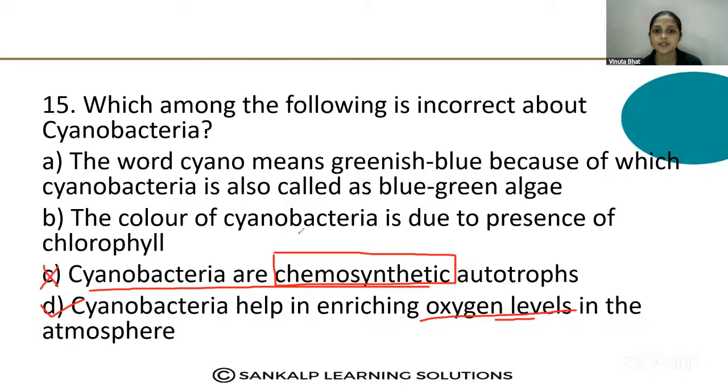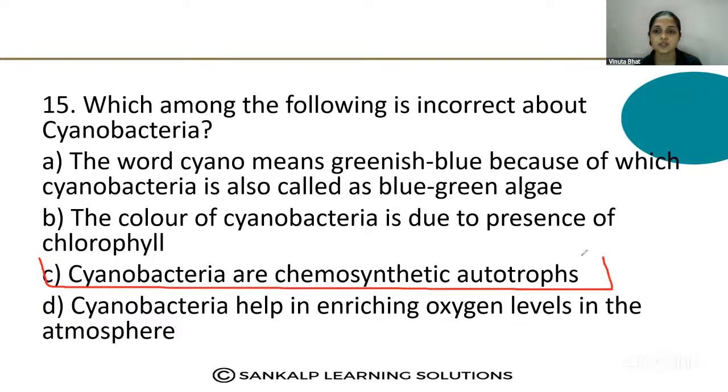The color of cyanobacteria is due to the presence of chlorophyll. Yes, that's the correct one. The word cyano means greenish blue because of which the cyanobacteria is called blue-green algae. That is also a correct statement here. The incorrect statement about the cyanobacteria is that cyanobacteria are chemosynthetic autotrophs. That is the wrong answer.